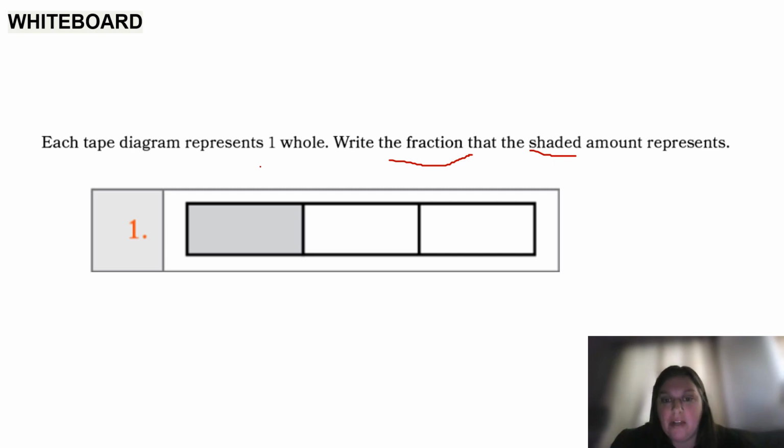All right, you should have written 1/3 because the whole is cut up into 1, 2, 3 units. It's partitioned into 3, and 1/3 is shaded in.